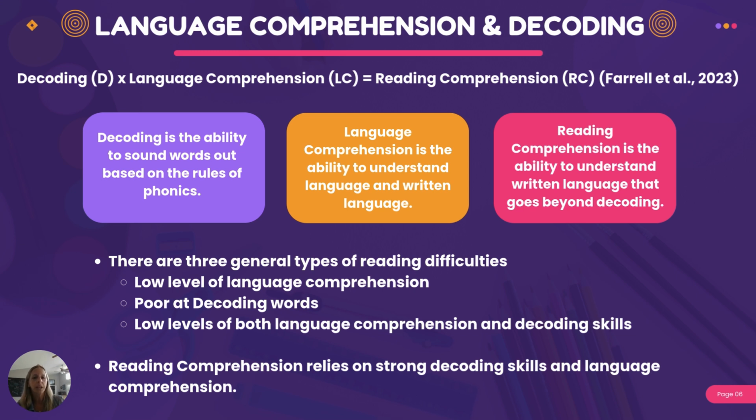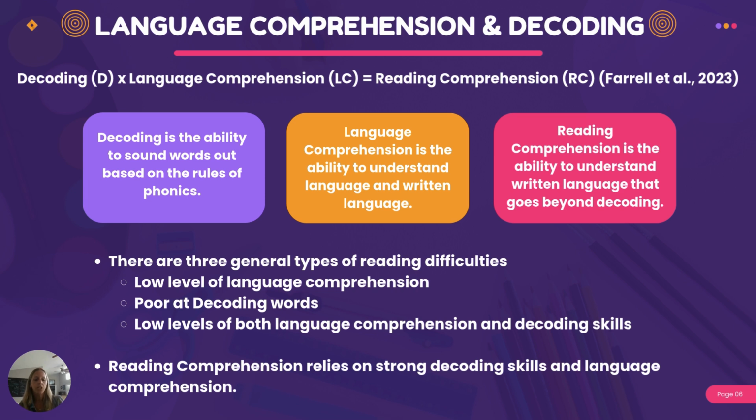We are going to take a look at language comprehension and decoding. So decoding multiplied by language comprehension equals reading comprehension. Decoding is the ability to sound out words based on the rules of phonics. Language comprehension is the ability to understand language and written language, and reading comprehension is the ability to understand written language that goes beyond decoding.